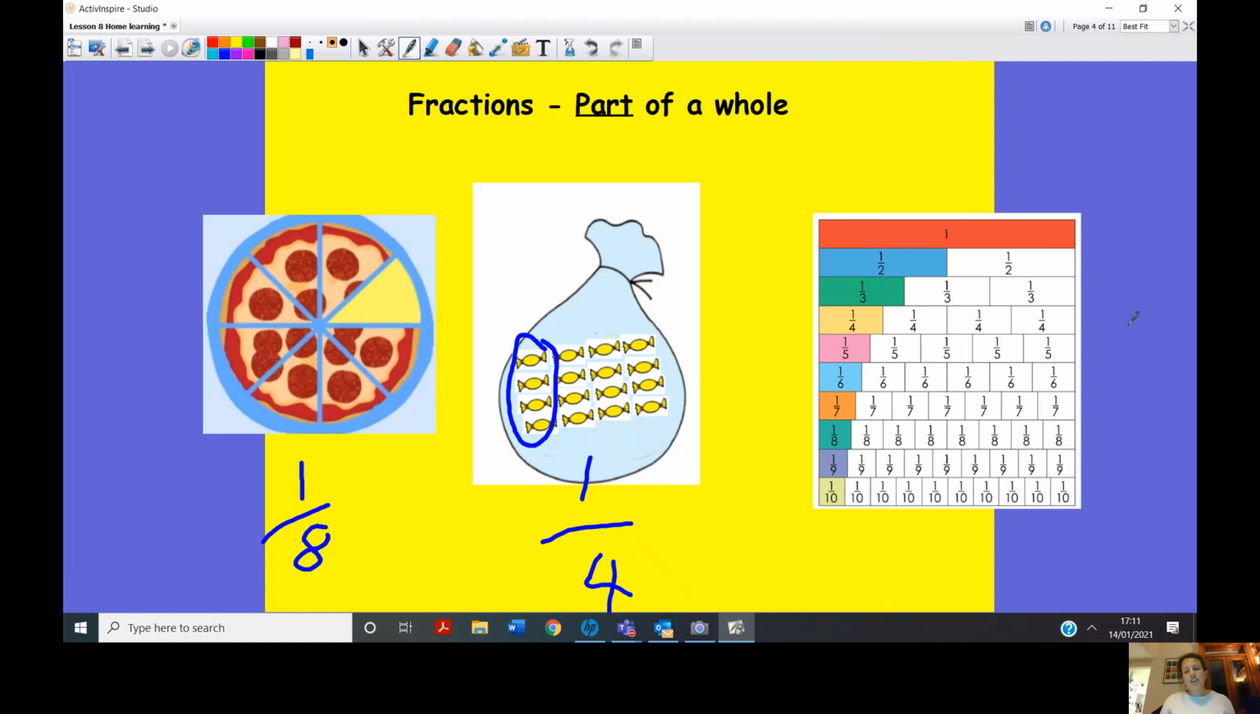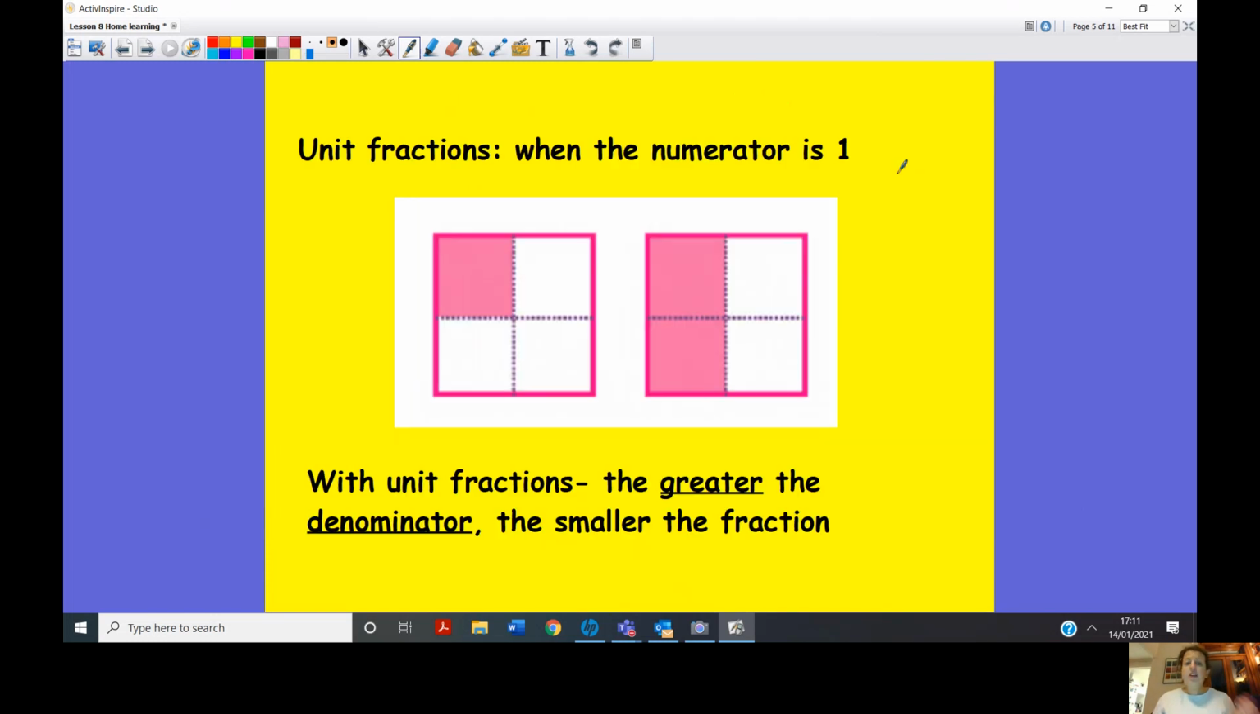And here is our fraction wall, which we've been looking at. This has got our whole here, and then we can see it's divided into lots of different other parts. Unit fractions are when the numerator is 1. With unit fractions, the greater the denominator, the smaller the fraction. How many parts altogether? 1, 2, 3, 4. One part is shaded out of 4, 1/4. How many parts here? 1, 2. A half is shaded. The greater the denominator, the smaller the fraction.